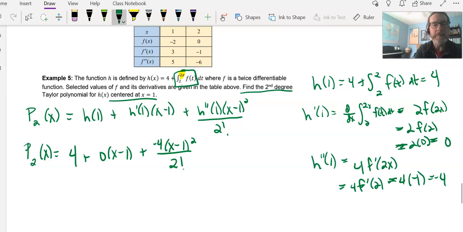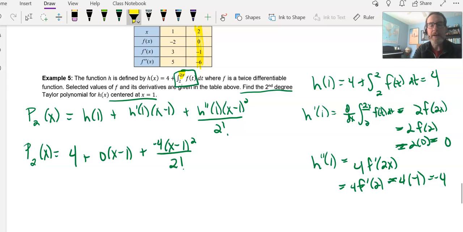h prime of 1 is going to be the derivative of 4, which is 0, plus the derivative of the definite integral, which is going to wind up using fundamental theorem. So I use chain rule. The derivative of 2x is 2. Then I replace the t with the 2x. So I got 2 times f of 2x, or f of, in this case, 2, because x is equal to 1. And then I have to look at this column over here. And f of 2 is equal to 0. So 2 times 0 is 0.